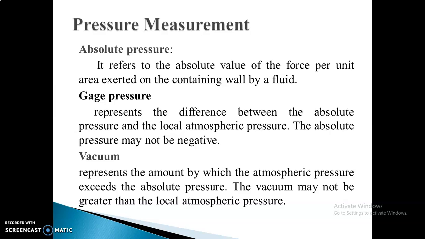Gauge pressure is nothing but the difference between absolute and atmospheric pressure. So what is the meaning of absolute? Absolute is nothing but the absolute vacuum, that is 0. So vacuum represents the amount by which the atmospheric pressure exceeds the absolute pressure. The vacuum may not be greater than the local atmospheric pressure. So these are the different types of pressure measurement we have.